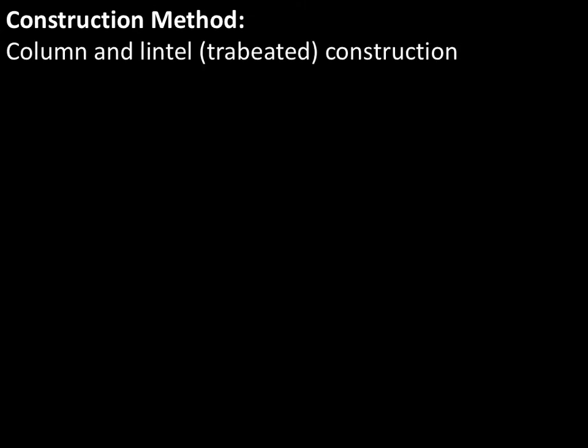Okay, let's move along to talking about the construction methods. What we've been seeing is column and lintel construction. It's also called trabeated construction, where you have a column and a lintel. A lintel is that beam sitting on the top of two columns. It's a very common construction form.